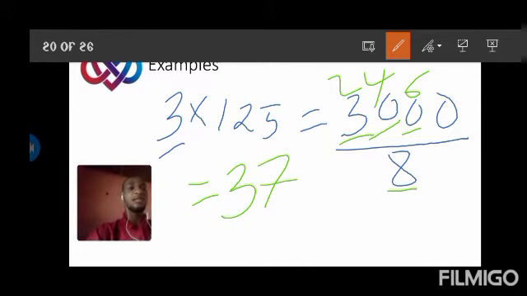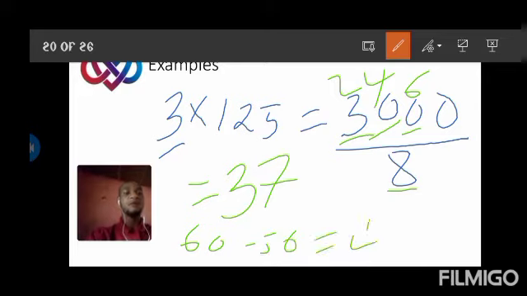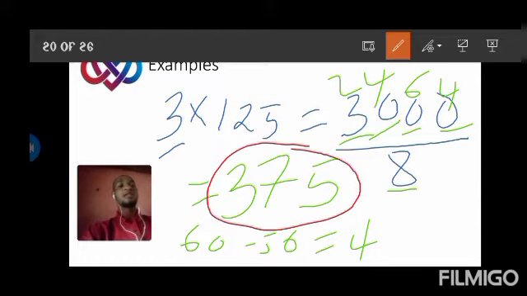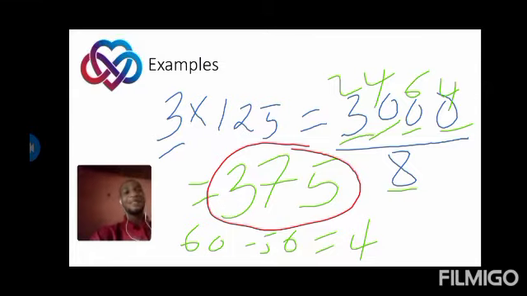8 times 7 is 56. So 60 minus 56 will give me 4. I'll add the 4 to this 0, make it 40. So 8 in 40 is 5. So that makes my answer 375. Wow, did you enjoy it? I think it's very simple. So let's take further examples.